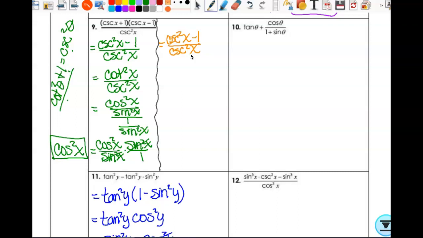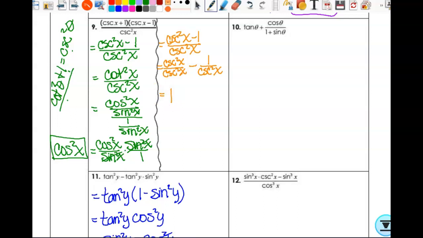Got a fraction. If you have a fraction, you can put fractions together. You can also take them apart. So that whole splitting the fraction thing, which again is not always in the forefront of your mind, and I understand that, but let's try splitting this fraction. We can split this into cosecant squared x over cosecant squared x minus 1 over cosecant squared x. Right? That's legal to do because that's how common denominators work. All right, so what is that first fraction going to give me? 1, right? Just reduces to 1.